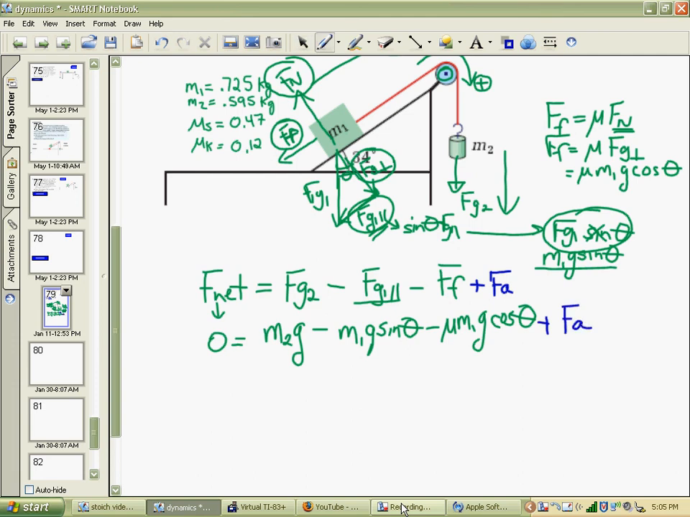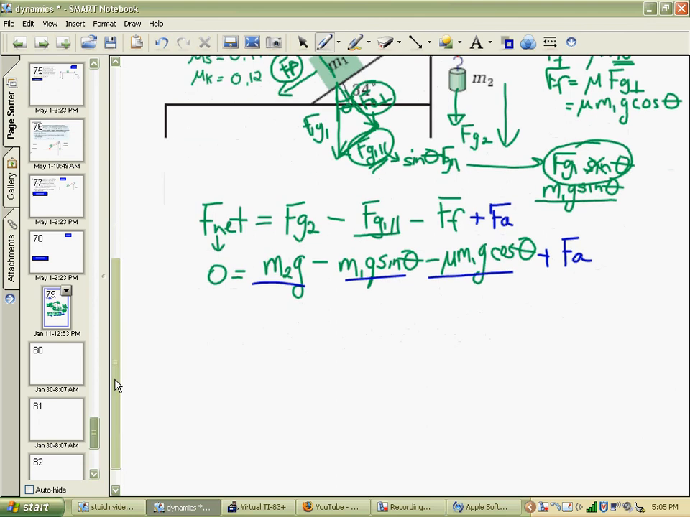So all these other terms we'll take to the other side and, of course, change their signs. So we would have m1g sine theta as a positive, we'd have mu m1g cos theta, and minus m2g. That's what Fa will be equal to, and we'll find out what it's going to be.